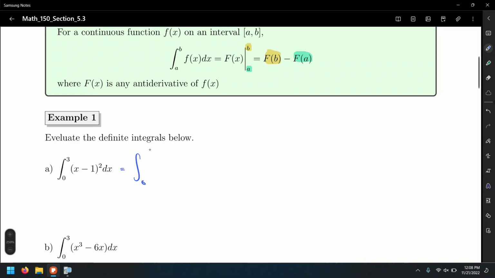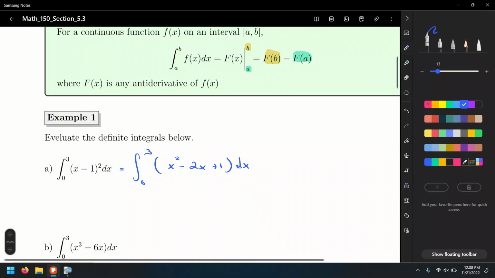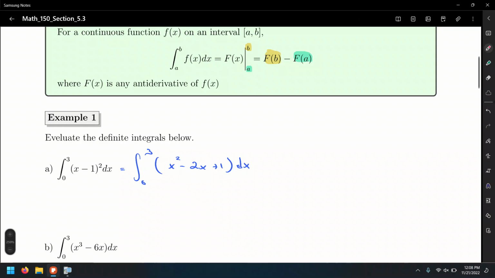That's the integral from 0 to 3 of x squared minus 2x plus 1 with respect to x, and we integrate, or find the antiderivative of, each term individually. Let's recall, in this case we're going to use the general power rule.